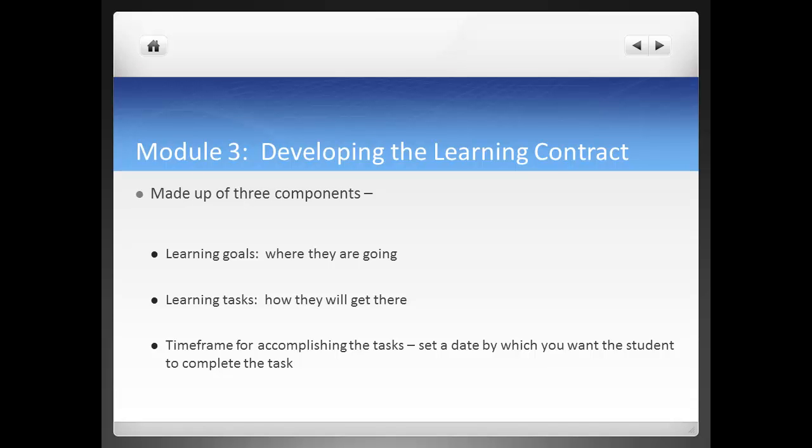There are three components in a learning contract: learning goals, which essentially speak to where the student is going during the field practicum; learning tasks that will identify specific activities about how they get to those goals or accomplish those goals; and finally a time frame for accomplishing the tasks. So with each task that is assigned, there should be a date that indicates when you want the student to have completed that task.